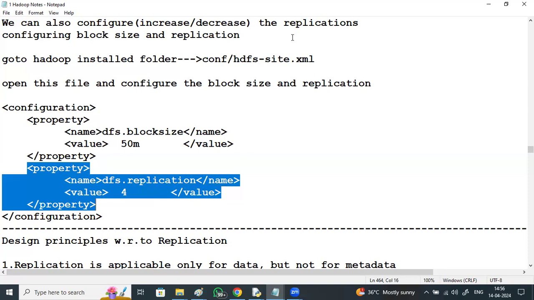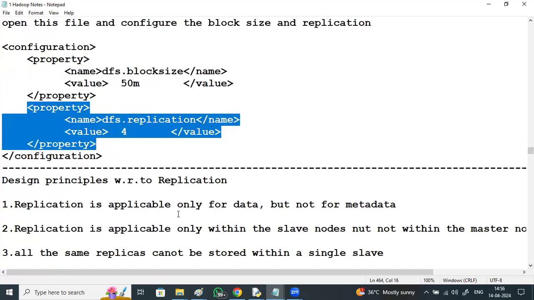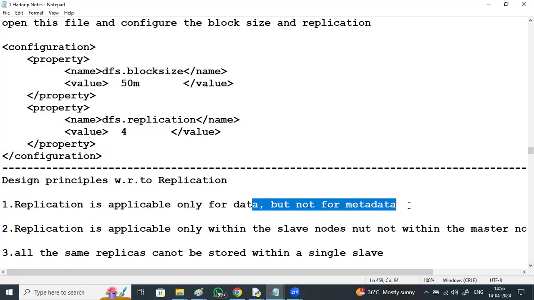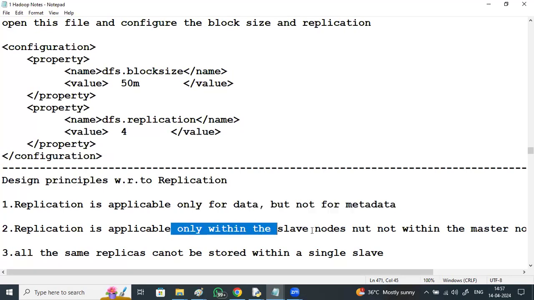And what are the principles you need to follow? Design principles with respect to replication. Replications or duplications are applicable only for data, but not for metadata, right? Actual data only, data blocks. Replication is applicable only within the slave nodes, but not within the master node. There is no replication in the master node. All the same replicas cannot be stored within the same slave.